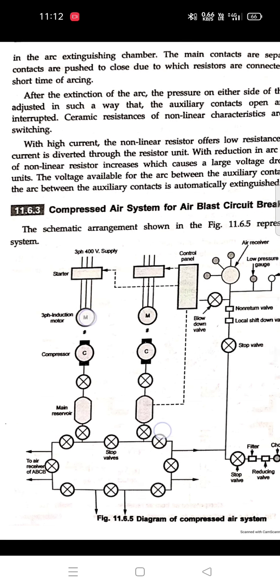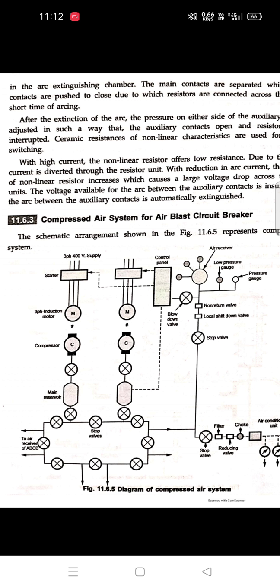Now let's see the disadvantages. If an air blast circuit breaker is to be used for frequent operation, it is necessary to have a compressor with sufficient capacity of high pressure air. The maintenance of compressor and other related equipment is required. There is possibility of air leakages at the pipe fitting. It is very sensitive to restriking voltage. Thus, current chopping may occur, which may be avoided by employing resistance switching. So these are the main disadvantages of compressed air blast circuit breaker.